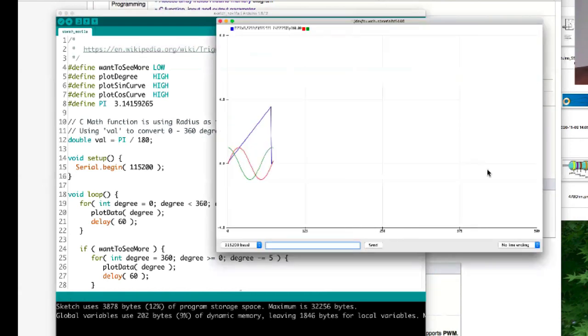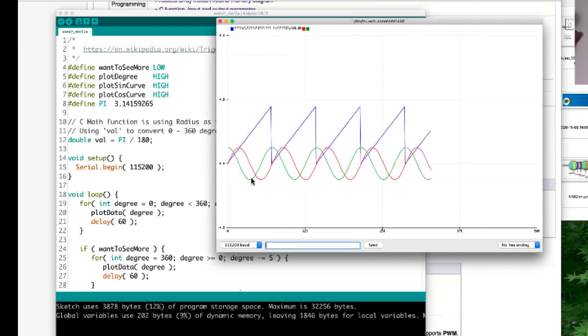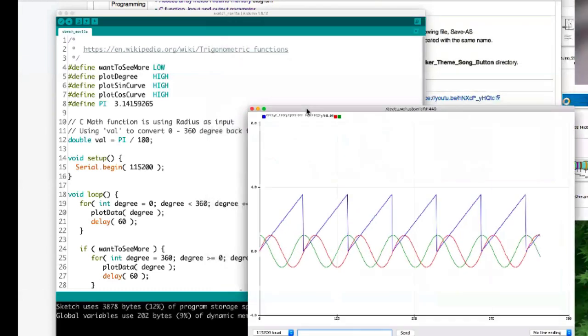You can see the blue one is still the input from 0 to 360 degrees, and the red one is the sine curve. And this is the cosine behind it. Okay, what does it do? Voltage increase. Sine and cosine. Yeah, this is able to let you plot the sine and cosine curve.